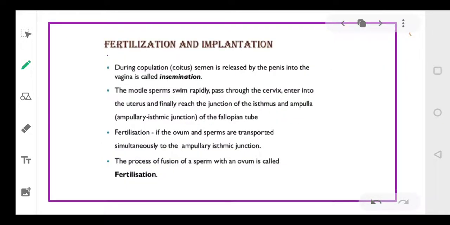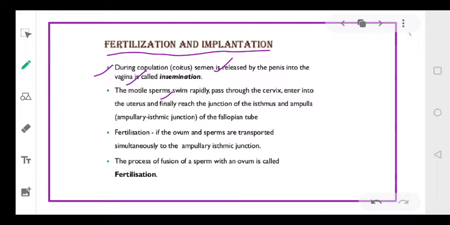Now, coming to fertilization and implantation. Once there is mating between the male and the female, between the opposite sex, the male will release the semen into the vagina, and this process is called insemination. So insemination means the deposition of semen into the vagina of the female during the mating process.